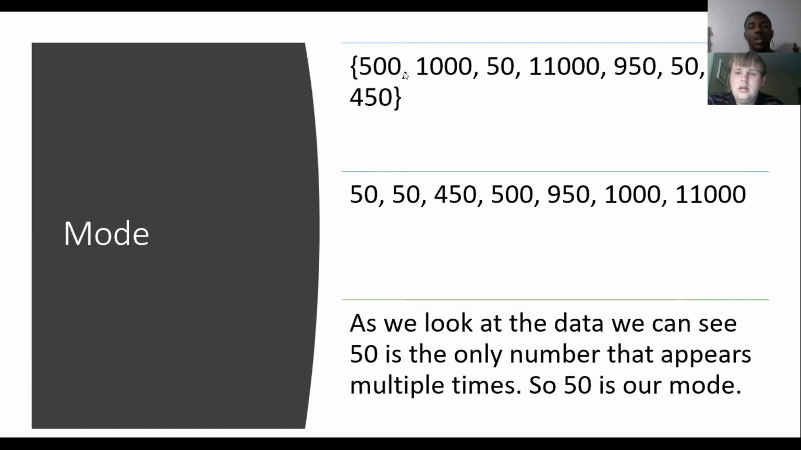I put my numbers in order. You are using the same data set. We're using 500, 1,050, 11,000, 950, 50, and 450. If I put them in order, you can see that 50 is the only one that repeats. So, easy common sense. The mode is the one that's going to show up the most. 50 obviously shows up the most. So we have 50 as our mode.